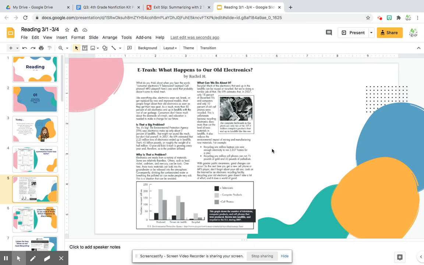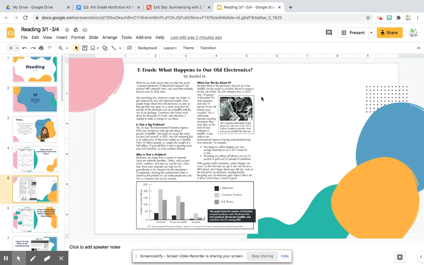For example, recycling 1 million laptops can save enough electricity to run 3,657 homes for a whole year. Recycling 1 million cell phones can net 75 pounds of gold and 33 pounds of palladium. I think I pronounced that correctly. With greater public awareness, great changes can occur. So the next time you get a new cell phone or MP3 player, don't forget about your old one. Look at the internet for an electronic recycling facility. Recycling your old electronic gear doesn't take a lot of effort, and it does a world of good.